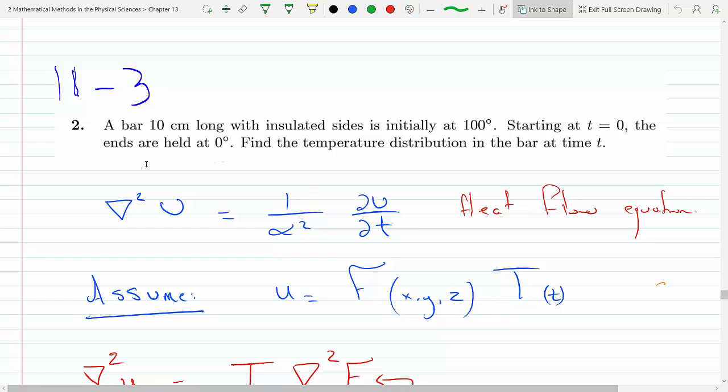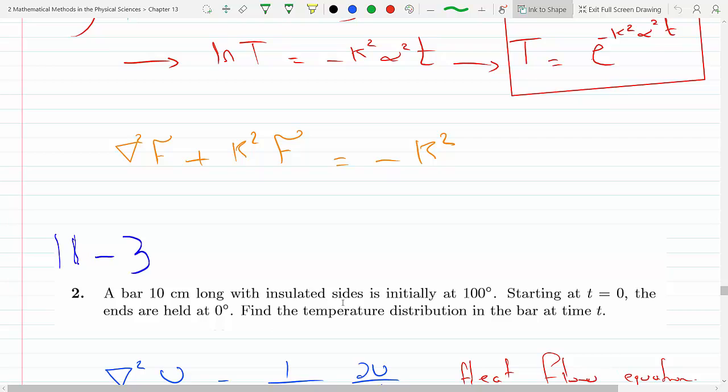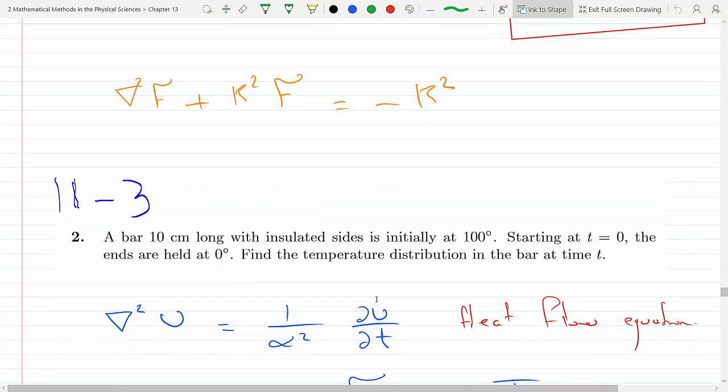This is section 11.3, and this is problem number 2. It says a bar 10 centimeters long with insulated sides is initially at 100 degrees starting at t equals 0. The ends are held at 0 degrees. Find the temperature distribution in the bar at time t.